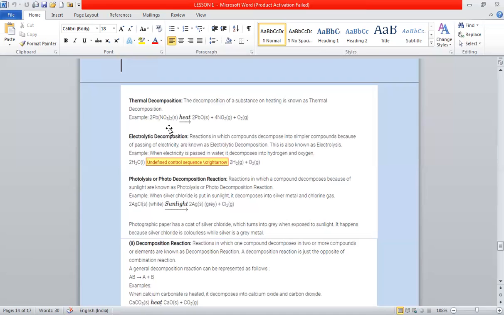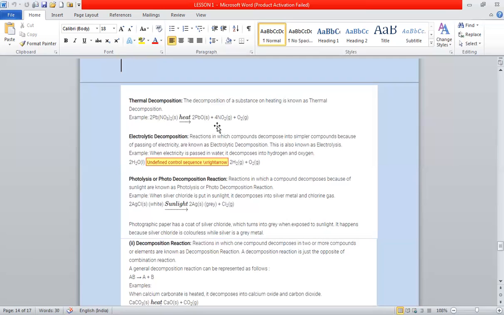You can see the reaction on the screen. 2Pb(NO3)2, these are white colorless crystals. On heating, they form 2PbO, which is yellow colored. Then there is evolution of 4NO2, brown fumes of nitrogen dioxide, and oxygen is liberated. This decomposition reaction is carried out by heating. Therefore, it is known as thermal decomposition reaction.